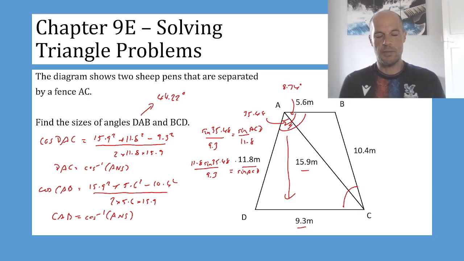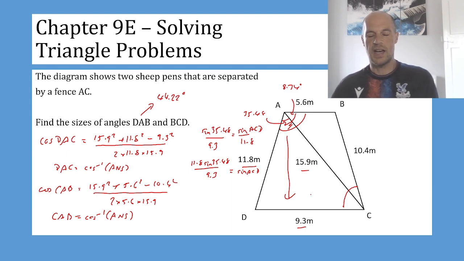So let's just grab our calculator. 11.8 multiplied by the sine of 35.48 divided by 9.3 equals 0.736. So I'll inverse sine that answer, and this angle here is 47.43 to 2 decimal places.